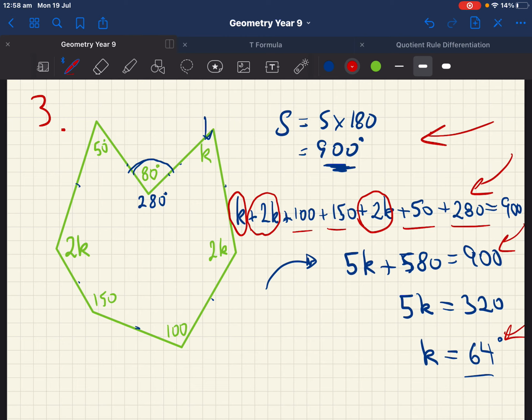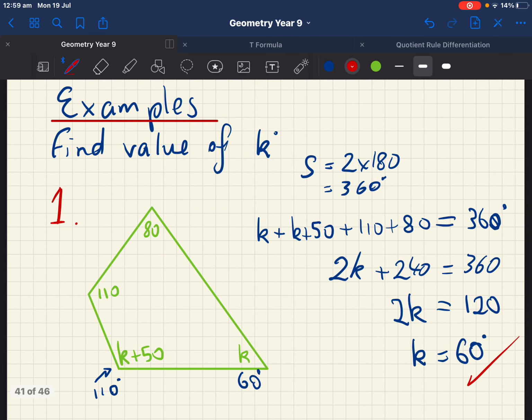I've got some questions for you guys to do. Before you move straight on to them, if you haven't yet, make sure you copy in these examples. There's 3 of them in total. So pause the video if you need to, copy in the diagram, copy in the solutions, make sure they're nice and neat and that you can read them. That way, when you are prepping for exams, you can look back over and everything is easy for you to understand. So there's the first one.